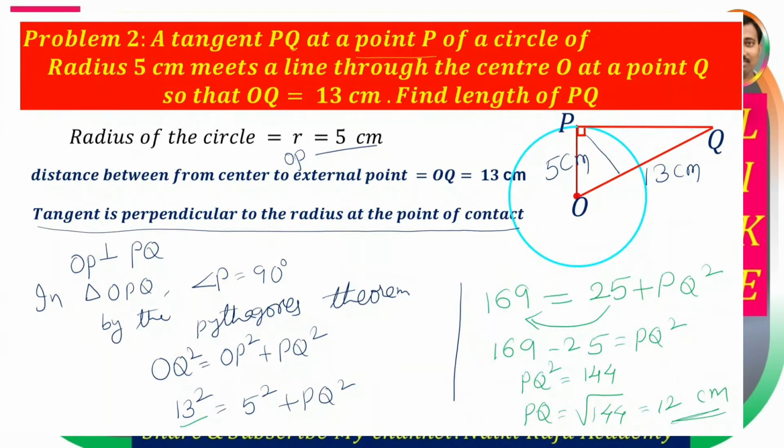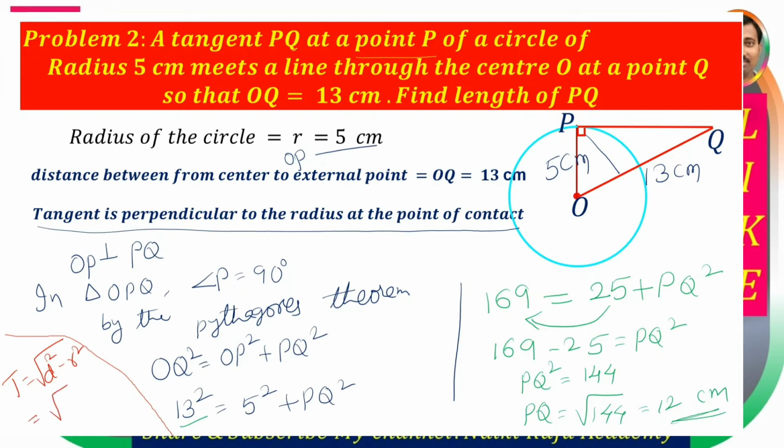So here OP is the radius, OQ is the distance between the external point and the center of the circle, and PQ is the tangent. Another simple method, for entrance purpose. Here observe the left side corner. Length of the tangent is denoted by T. Capital T is equal to root of D square minus R square. This is the direct formula.